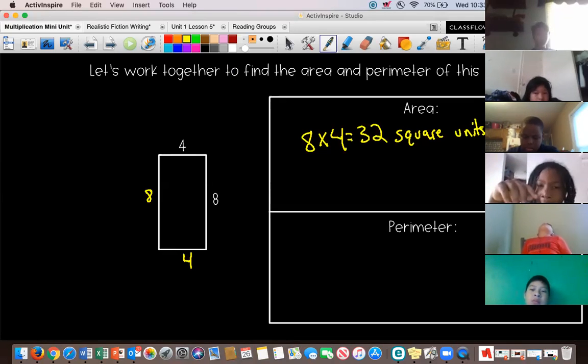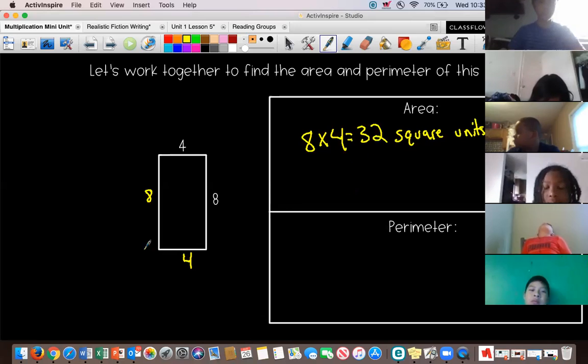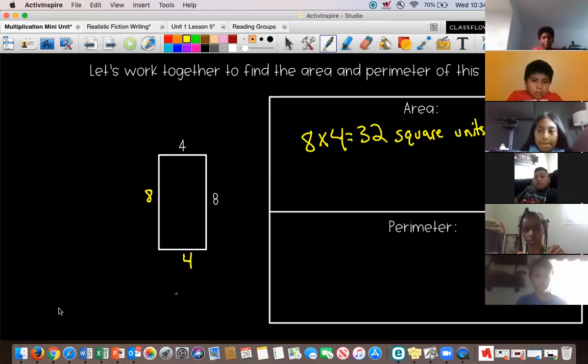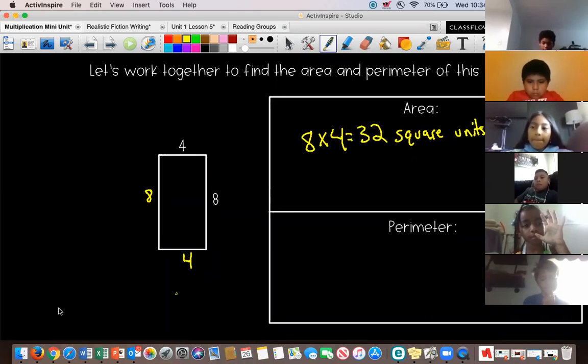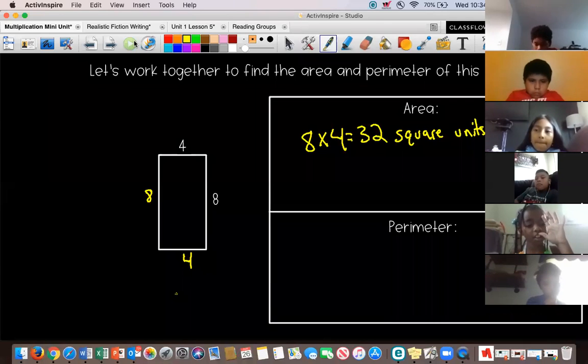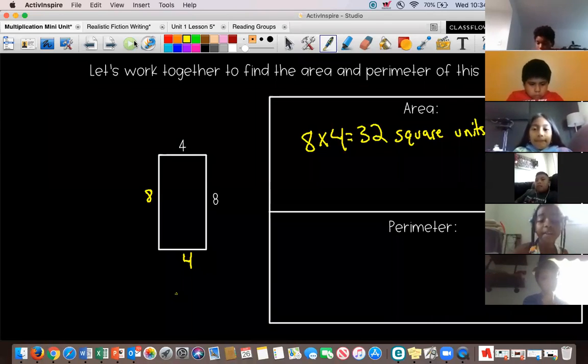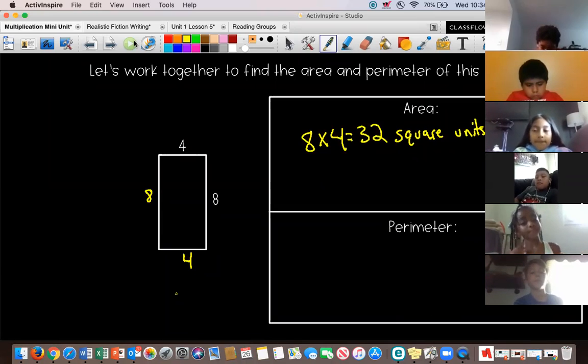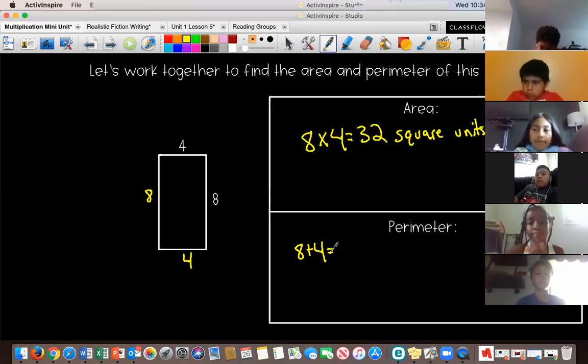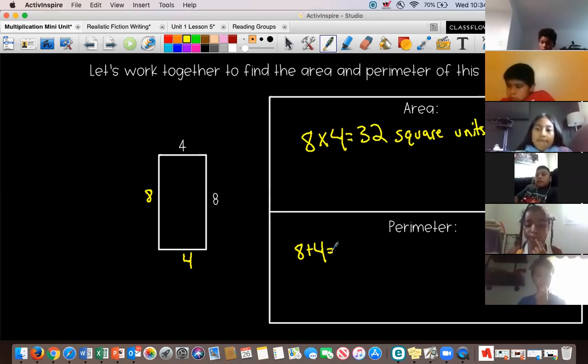All right. Perimeter. Who can tell me, somebody who's not gone yet, what we're going to do to find the perimeter of this rectangle? Remember, perimeter is the distance around the outside. So, Ania, what are we going to do to find the perimeter around the outside of this rectangle? You're going to add up 8 plus 4. So are we just doing 8 plus 4? No. So that's going to give us 2 of the sides.